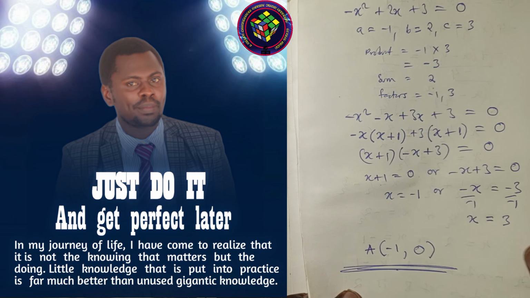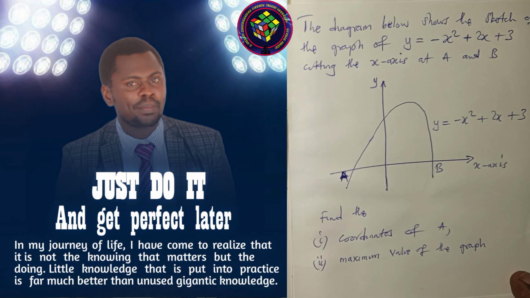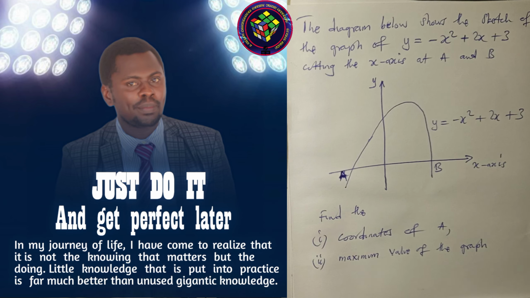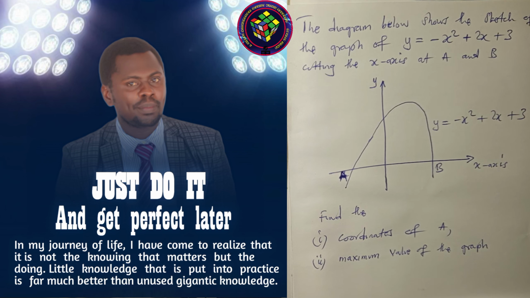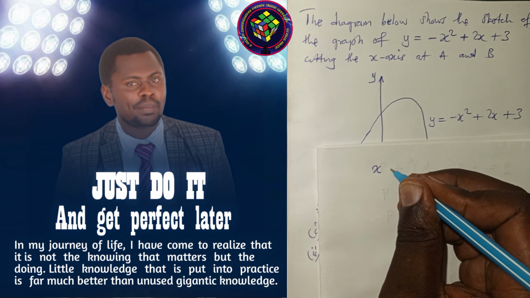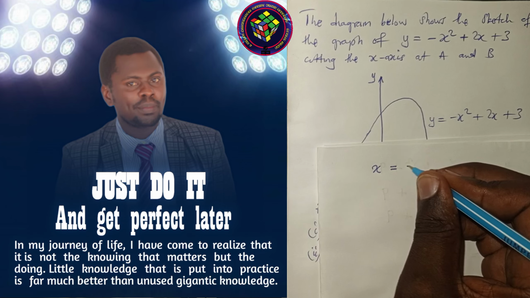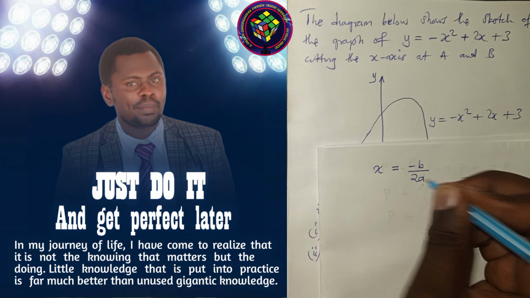Okay, we go to the second question. The maximum value of the graph. So when you are told to find either maximum or minimum, always remember that it's just the value of y from the turning point. The value of y from the turning point, or it's just the y coordinate of the turning point. Okay, so first we can find the x value or the x coordinate in the turning point. That is x is equal to minus b over 2a.